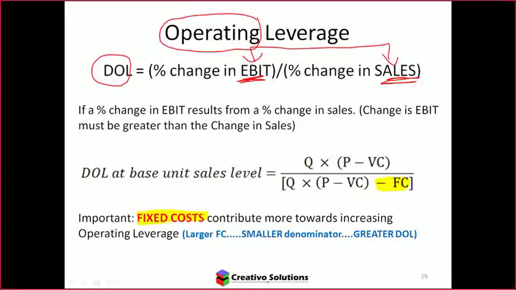If we can fix our costs and we can operate more effectively or more optimally, it'll then contribute more towards our return. So operating leverage is dependent on your fixed costs. The smaller the denominator, the bigger the degree of operating leverage is going to get, because operating leverage is looking at how much we can do with what we currently have. Any questions about operating leverage?